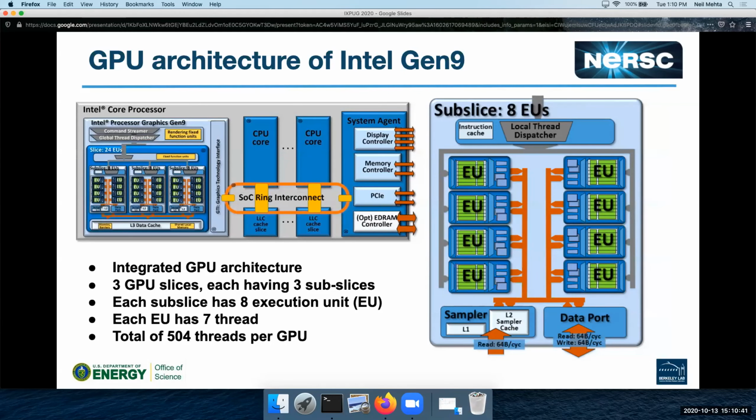In comparison, we have Intel Gen9, which is an integrated GPU architecture. The compute resources are divided into 3 GPU slices, and each of those slices in turn has 3 sub-slices. A sub-slice has 8 execution units, and each execution unit has 7 threads. And so we have a total of around 504 threads per GPU. So roughly you can say that V100 has 10 times higher number of threads being launched. And so performance has to be kept in respect with these differences in the resources that are available.